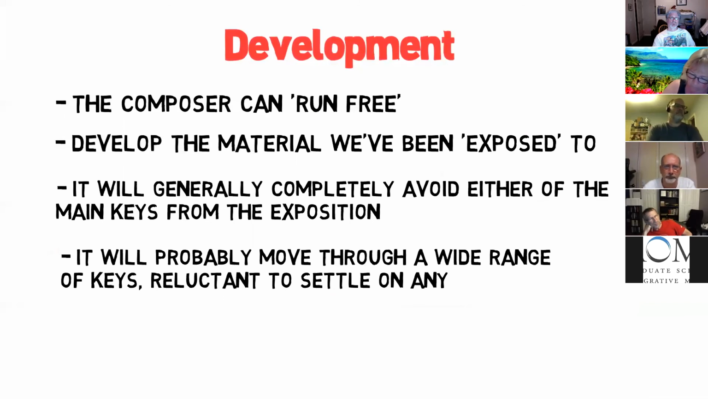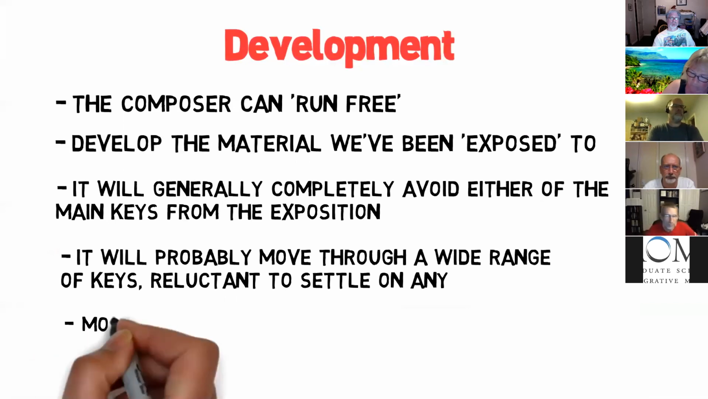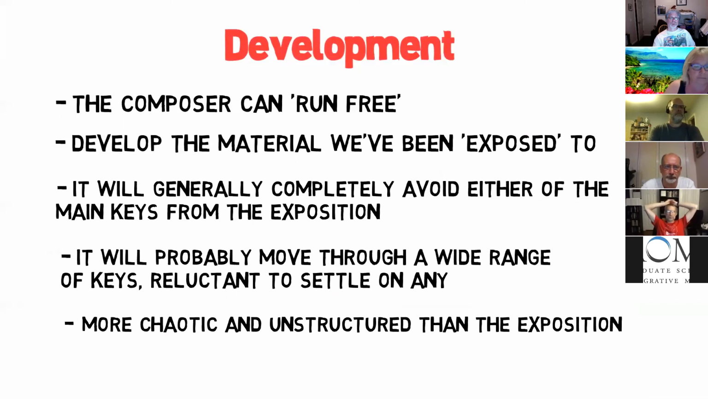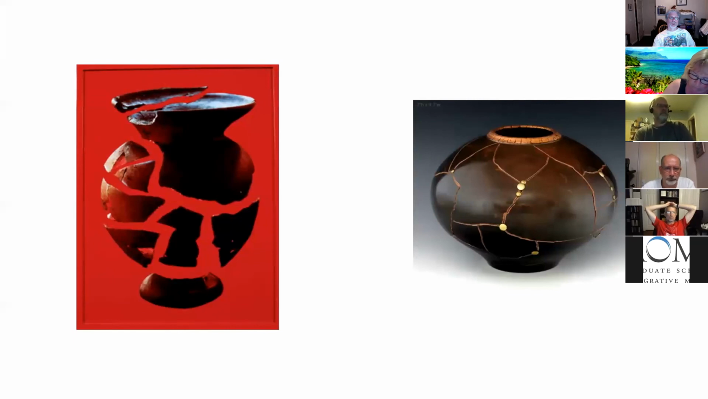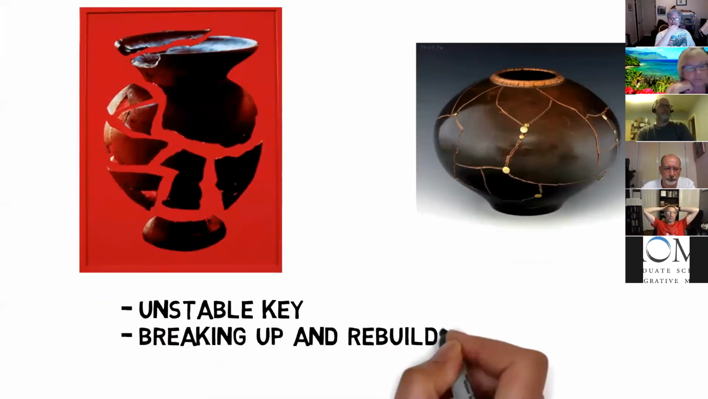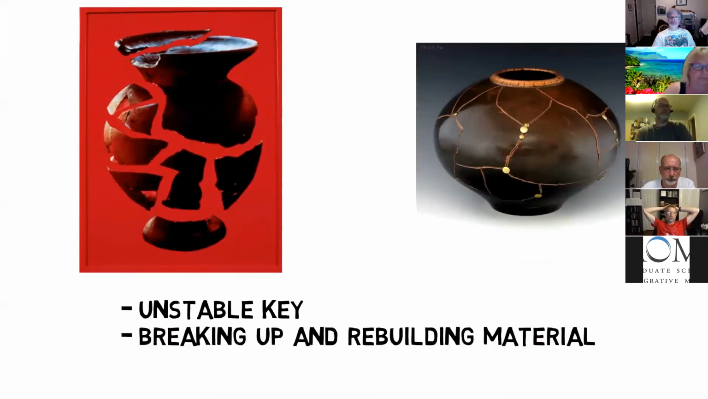So, in a sense, if the exposition is more clearly structured, the development allows things to be more chaotic and unstructured. One thing you'll generally find is that the themes will be broken up and then rebuilt or recombined to make new phrases or sequences of a different kind. Here's a clip from Mozart's development. Listen to how it's constantly changing key, reluctant to settle in any, and how it's breaking up and rebuilding the material we heard from the exposition.